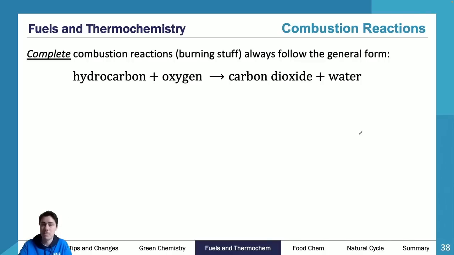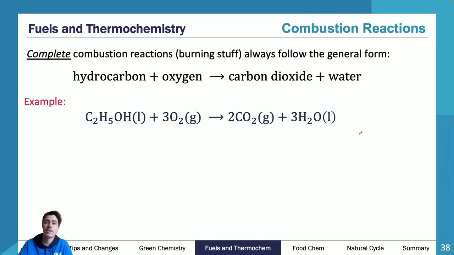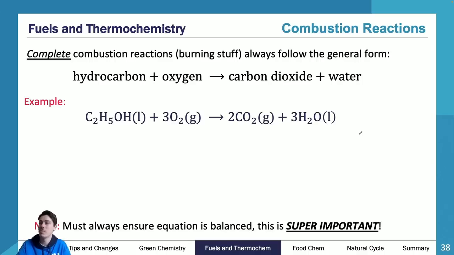Complete combustion is when we react a hydrocarbon or a fuel with oxygen. What that does is it produces carbon dioxide and water and energy, essentially. So an example here is ethanol. That's ethanol there in a liquid form. Ethanol is reacted with oxygen. This has been balanced. It produces CO2 and H2O.